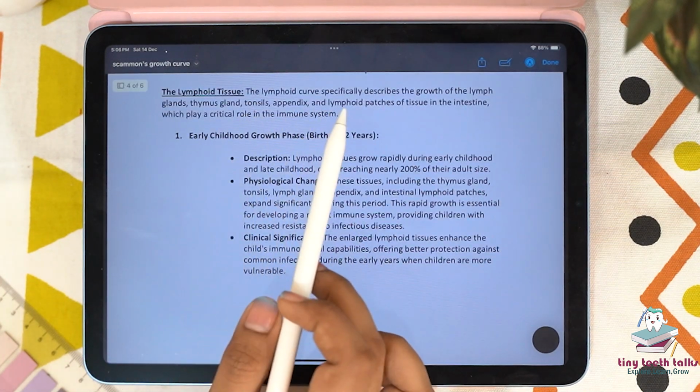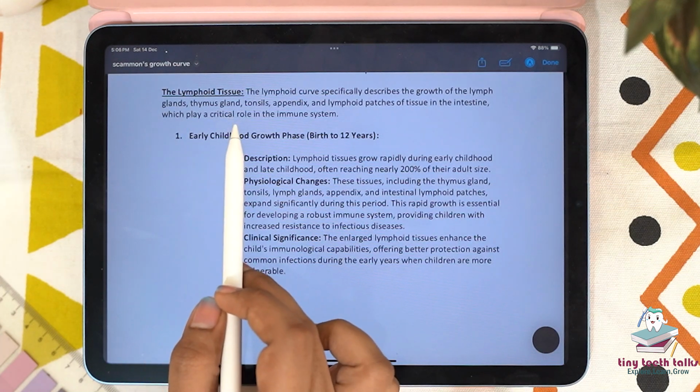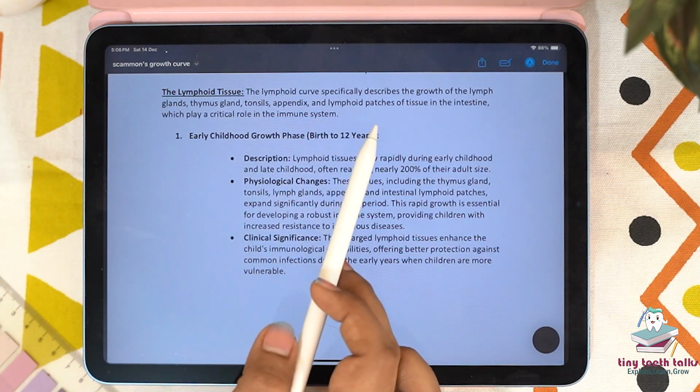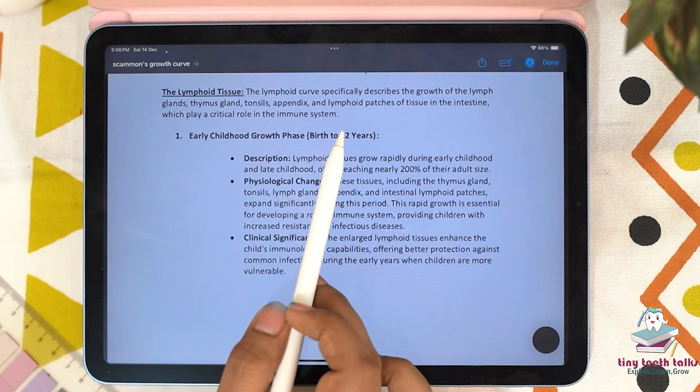Coming to the lymphoid tissue. The lymphoid curve specifically describes the growth of the lymph glands, thymus gland, tonsils, appendix and lymphoid patches of the tissues in the intestine, which play a critical role in the immune system.